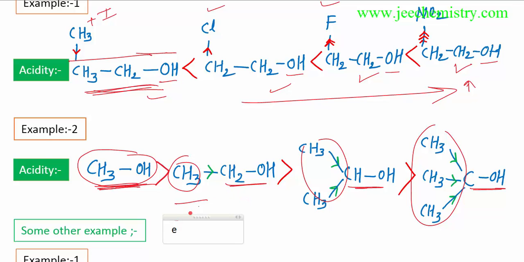These all provide plus I effect. All these groups are providing plus I effect. This also plus I effect. This group also plus I effect. So as plus I effect increases, acidic strength decreases.